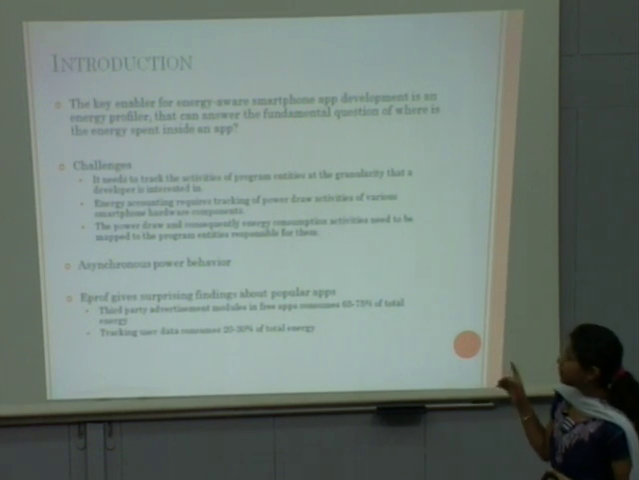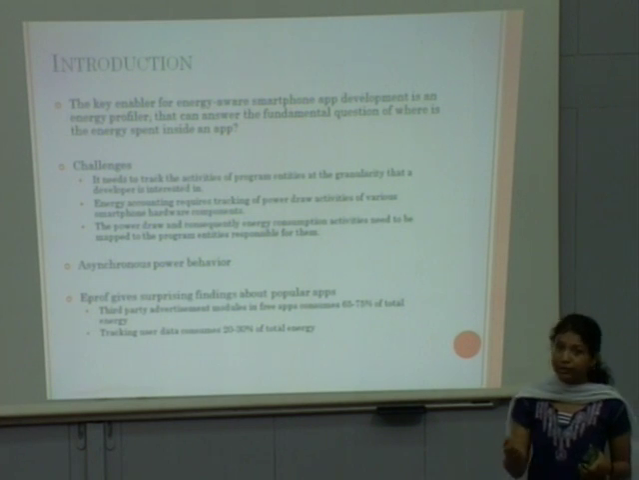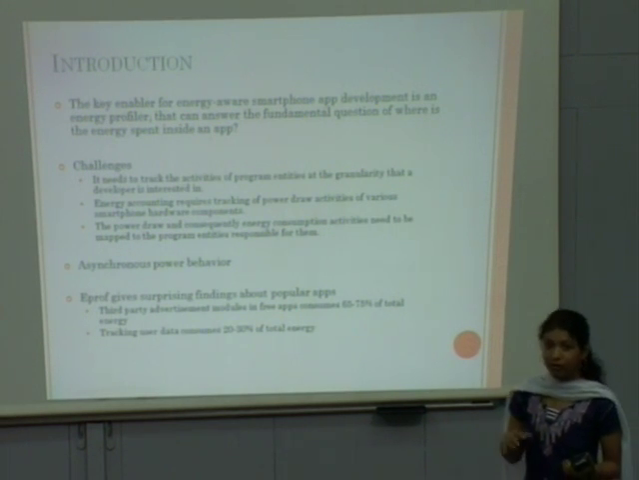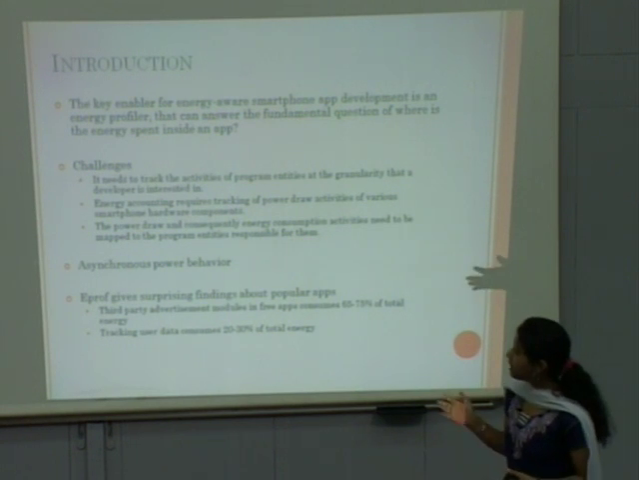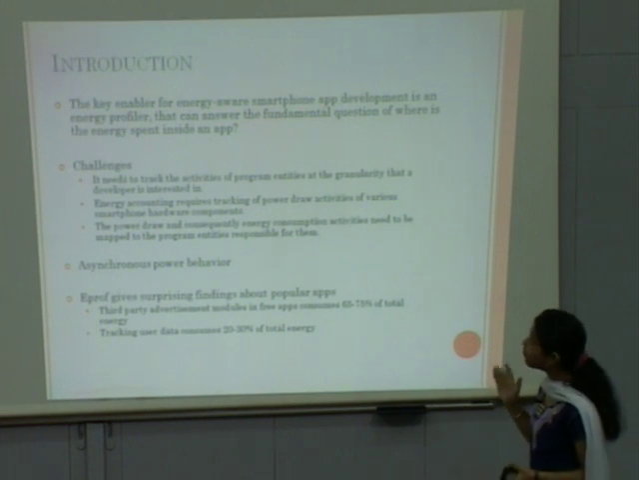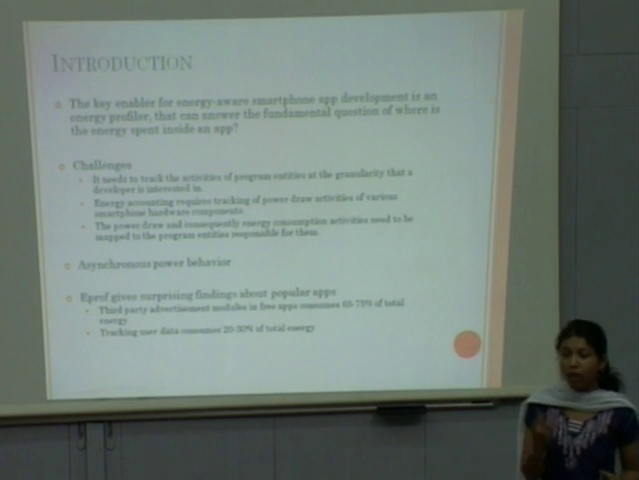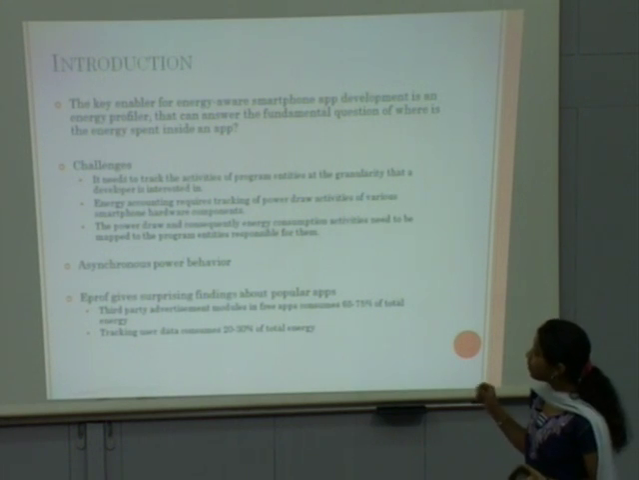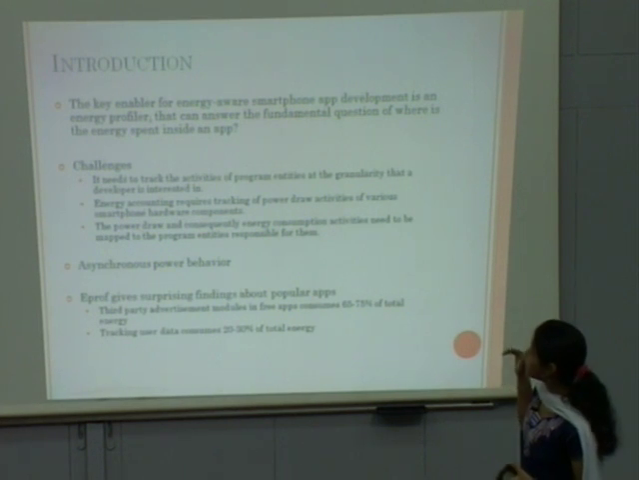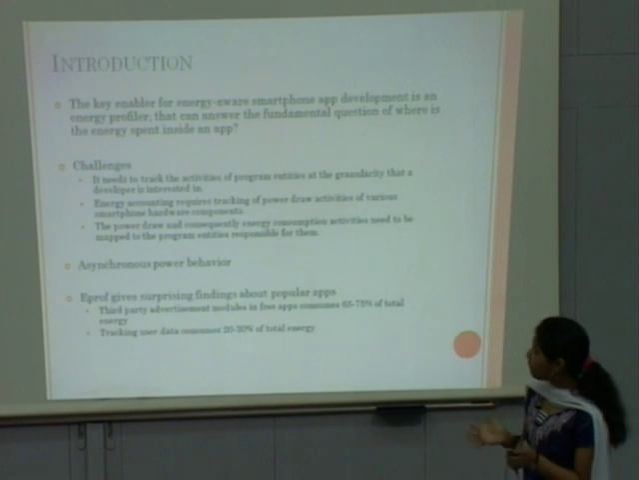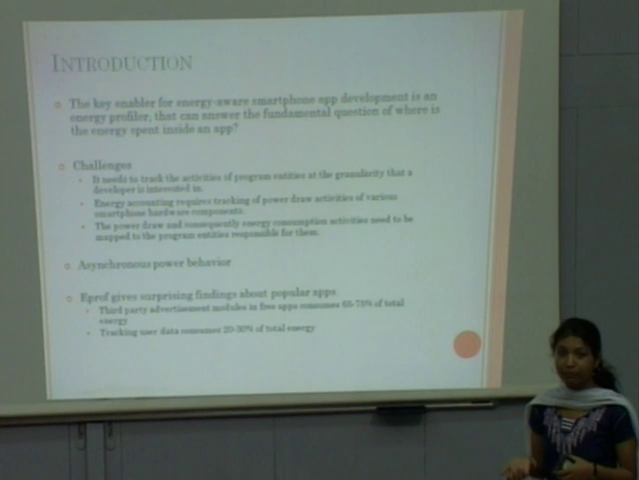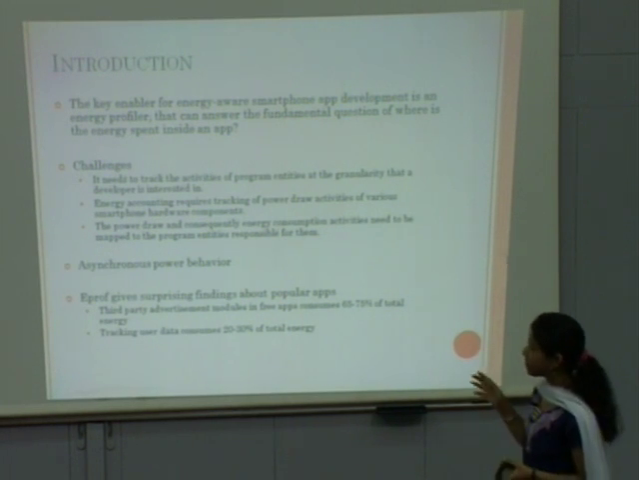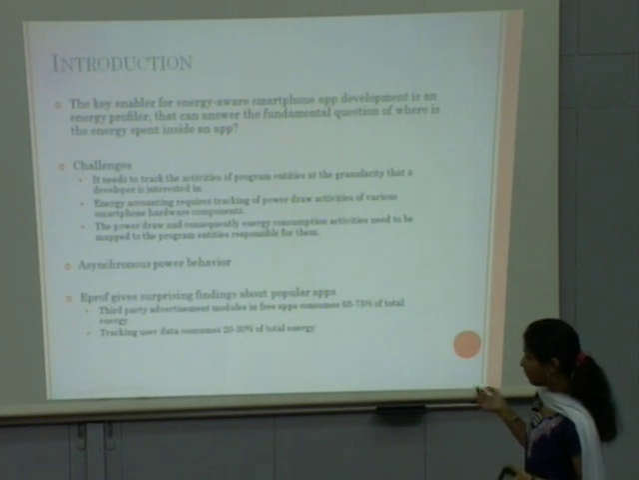So first of all, we have to track all those entities. Suppose we want to know how much energy a particular thread is consuming. We have to track the thread: how it is invoked, when it goes to sleep, and when it finishes its tasks. The next challenge is tracking the power draw activities of each hardware component, like the GSM: how much power it is consuming at a particular time, and when it goes to sleep or off mode. Then we have to map both of them, the first and second points, to find which program entities are making the particular component draw power. So the mapping of these two has to be done in the third point. These are the challenges they face, and also asynchronous power behavior.